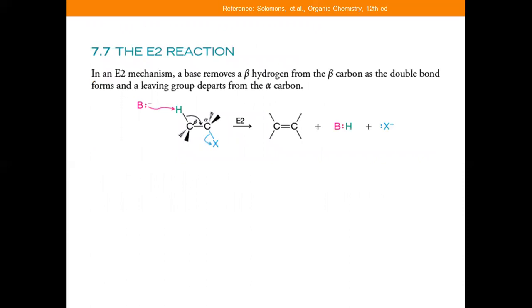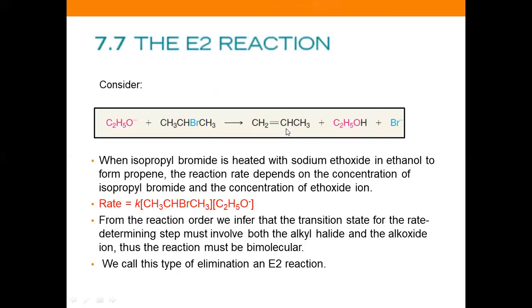For the E2 mechanism, it involves a base that removes a beta hydrogen as the double bond forms and the leaving group departs on the alpha carbon atom. So again, the same as the SN2, it's a concerted reaction. At the same time that the base abstracts the proton, the double bond is being formed and the leaving group leaves our substrate. So it is a simultaneous concerted reaction to form the double bond.